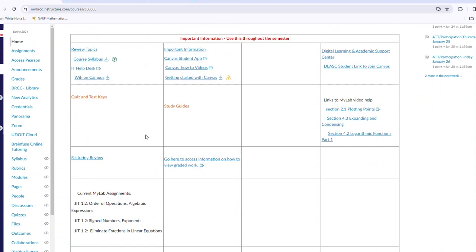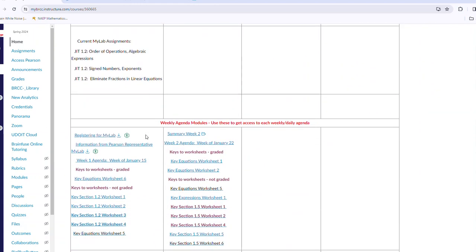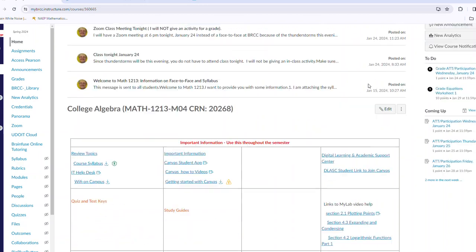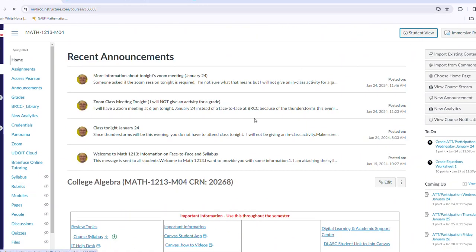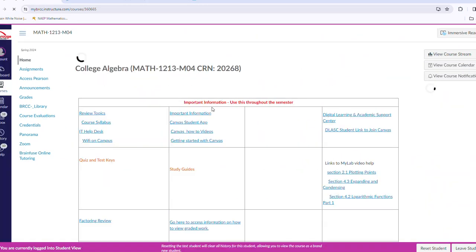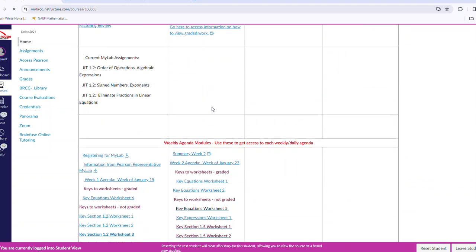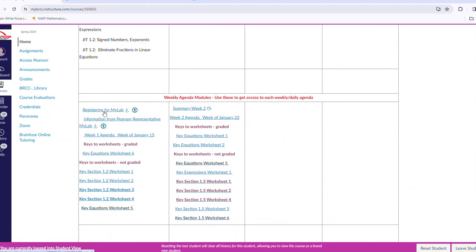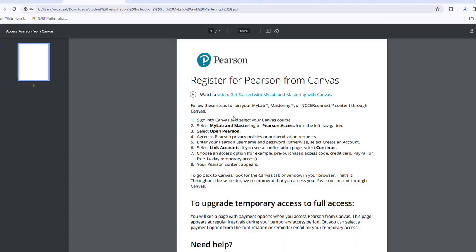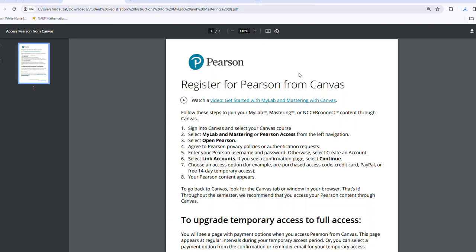So remember, to get to it, I sent you all last week. See right here? Let me go ahead and turn this into student view. So I'm in student view, but right here in the weekly agenda, you see where it says registering for MyLab? So when you go there, click on the down arrow, it will open it up, and these are the instructions. And I sent y'all that, right?